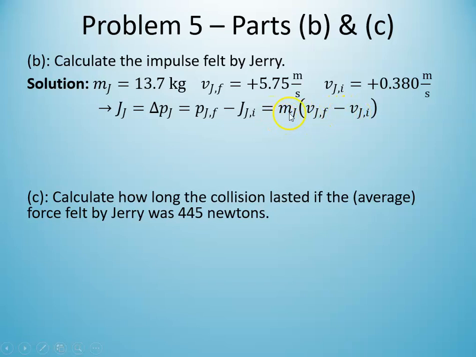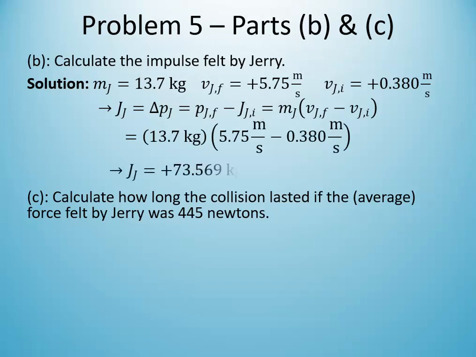and that's equal to m sub J times (v sub Jf minus v sub Ji). I've factored out the mass already there, but if you didn't see that, this term right here would be m sub J times v sub Jf. This term right here, again, should say p sub Ji. That would be m sub J times v sub Ji. And the m sub J's that are in both terms factor out. So now you're ready to plug in the numbers. Upon doing so, you find that the impulse felt by Jerry was plus 73.6 newton seconds.